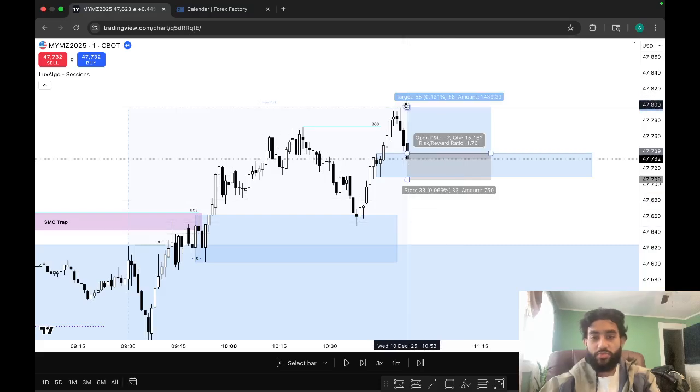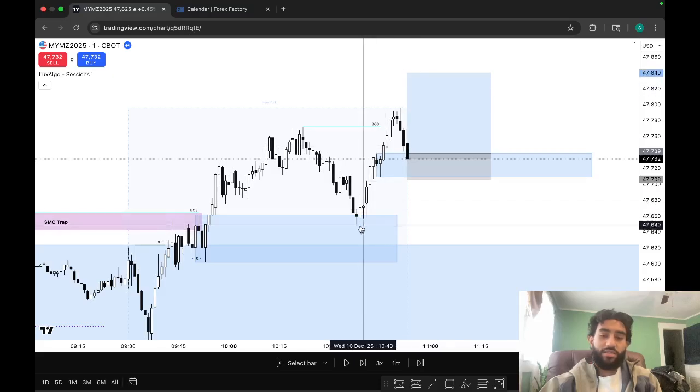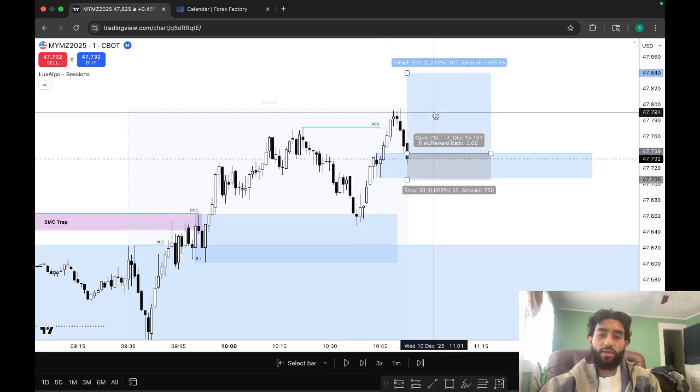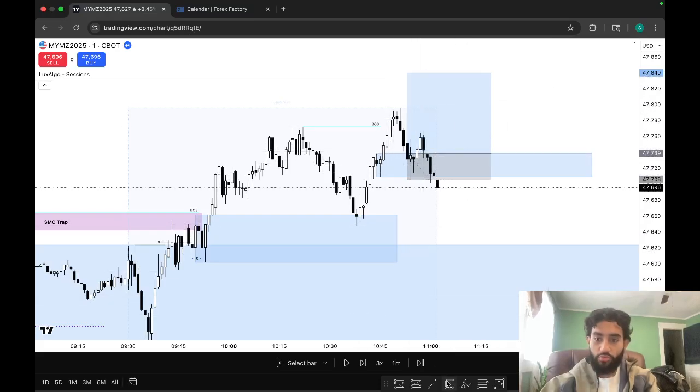So this was definitely taken from a place of missing this trade earlier and then wanting to be in a trade, not wanting to miss the bullish move of the day. So I took this trade. Let's see what happens. Get a little bit of movement. I get stopped out. Normal.